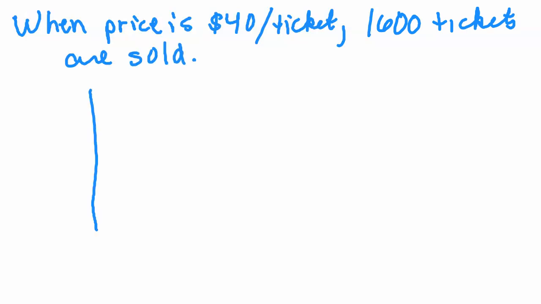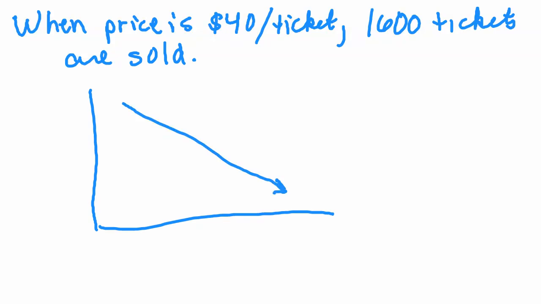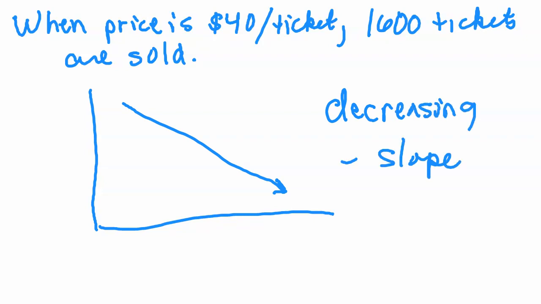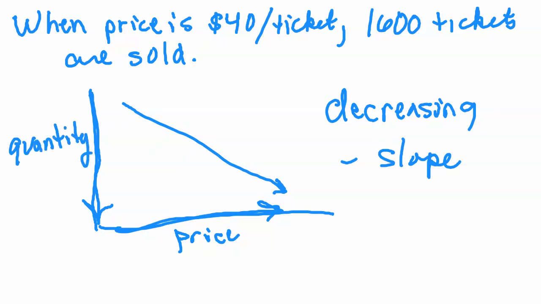Okay, so the demand curve looks like this, it's decreasing. And it has a negative slope because as price increases, the quantity decreases. You buy less. Okay, and just going backwards, what happens?